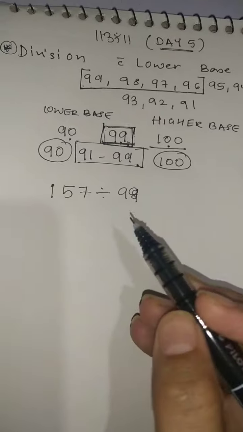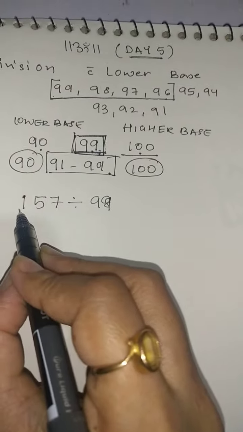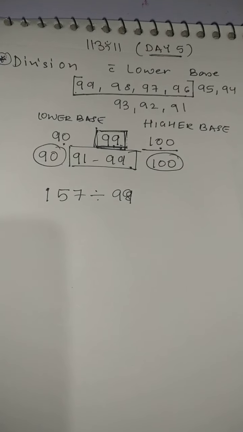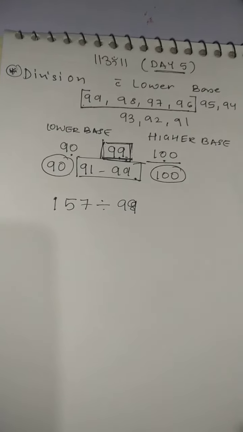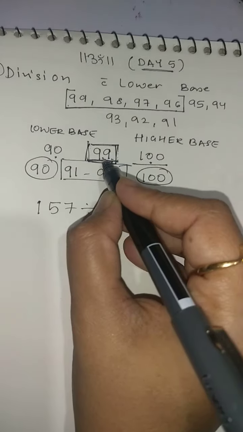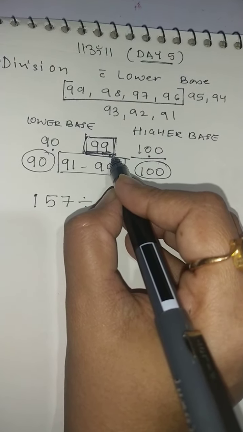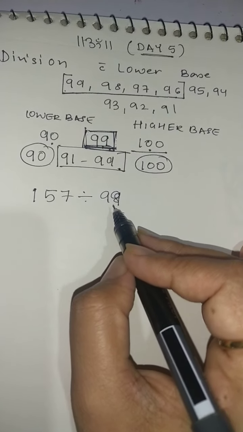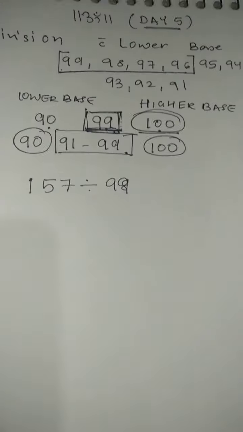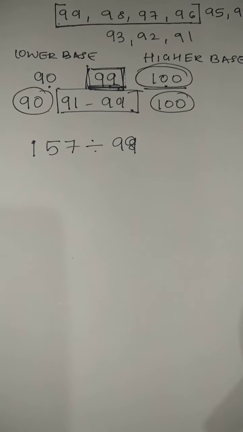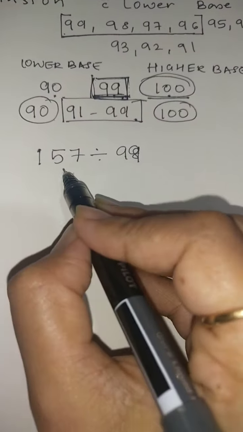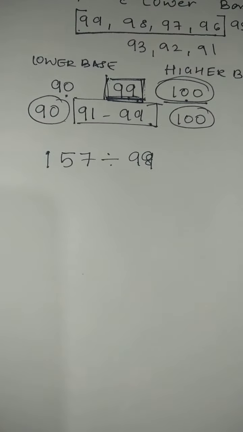Now, for example, if I have to divide 157 divided by 99, how are we going to do it with a Vedic math technique? First thing you all have to remember is that whenever we are dividing by a number like 99, we have to keep the higher base, 100, in our mind. Why higher base 100, I will tell you. So, 157 divided by 99.